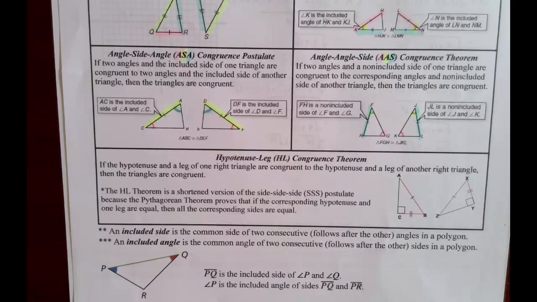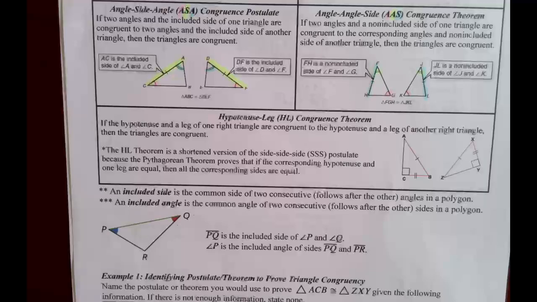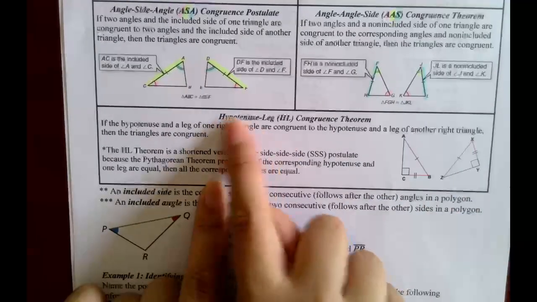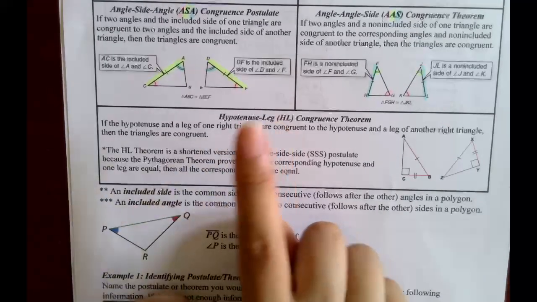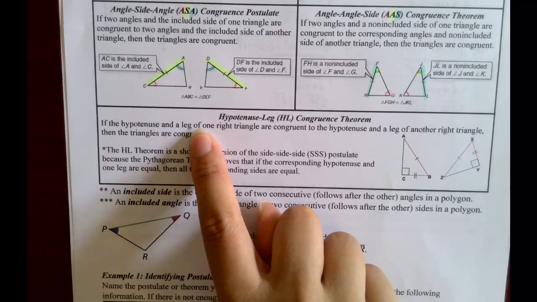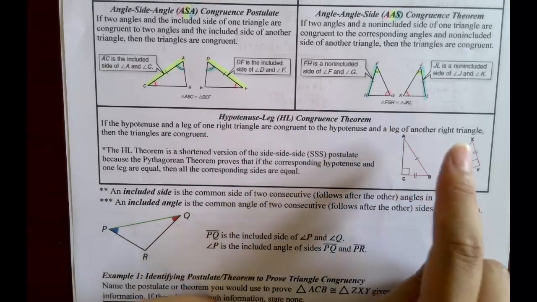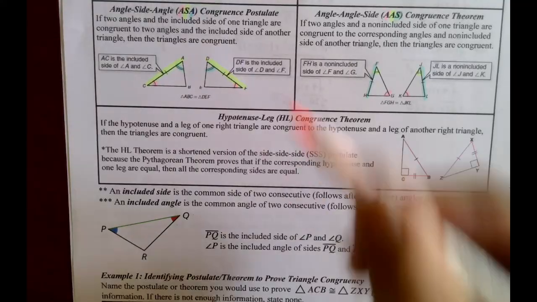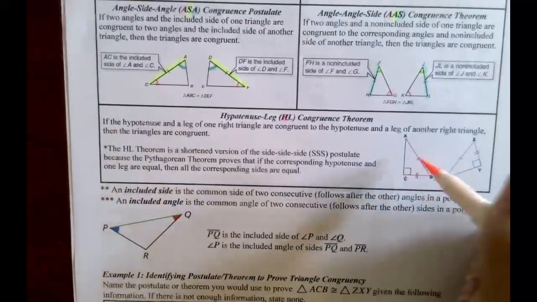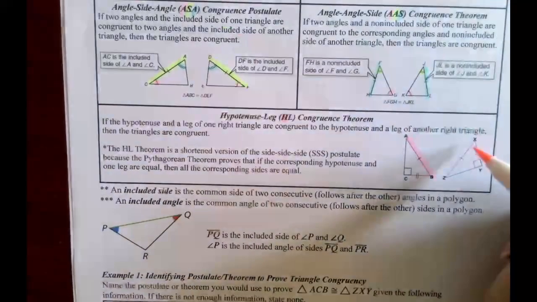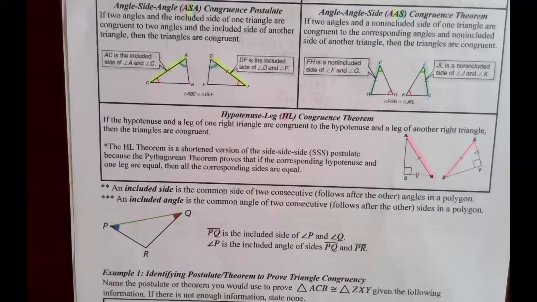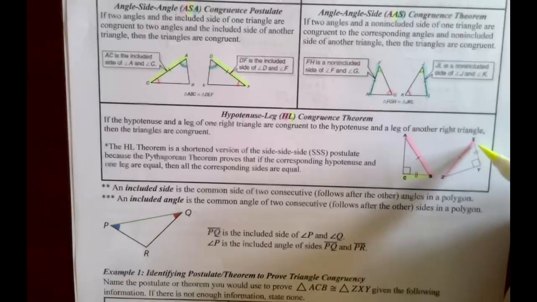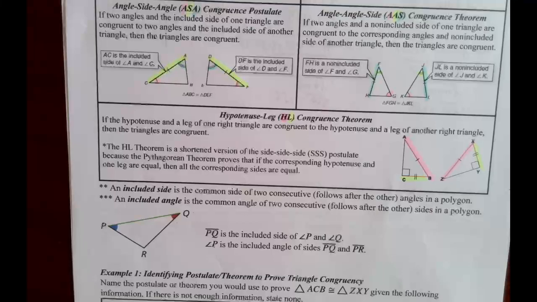Okay. The other one here is hypotenuse leg. This one only works for right triangles because only right triangles have a hypotenuse. Okay? And what it says is that if the hypotenuse and the leg of one of the right triangles is congruent to the hypotenuse and leg of another one, then the triangles are congruent. Okay? So hypotenuse is the side across from the 90 degrees, so that would be this and this. So if the hypotenuses are congruent and one of the legs are congruent, okay, then the triangles are congruent.